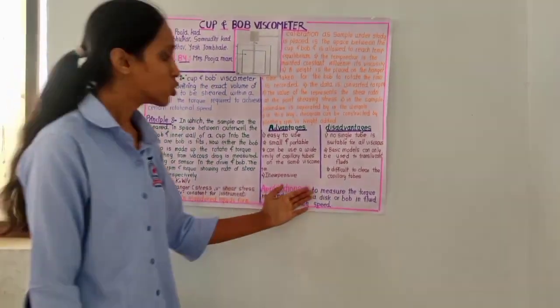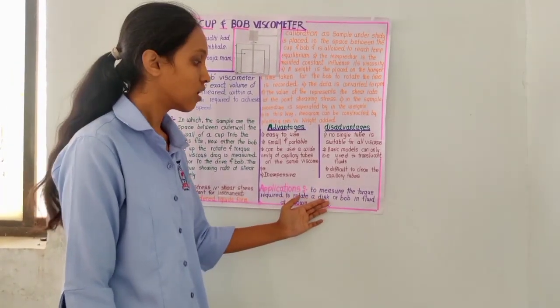Then the application is to measure the torque required to rotate a disc or bob in a fluid at a known speed.